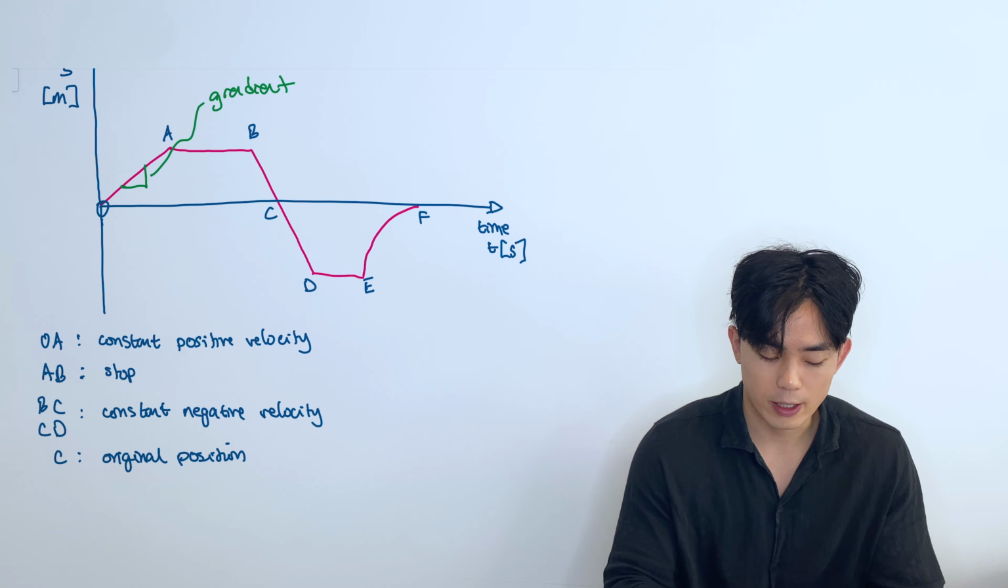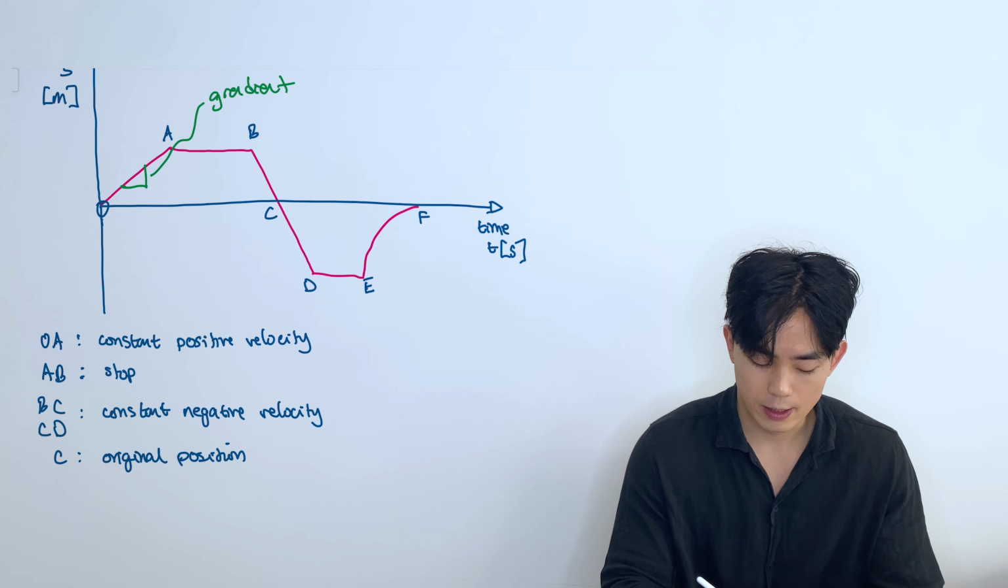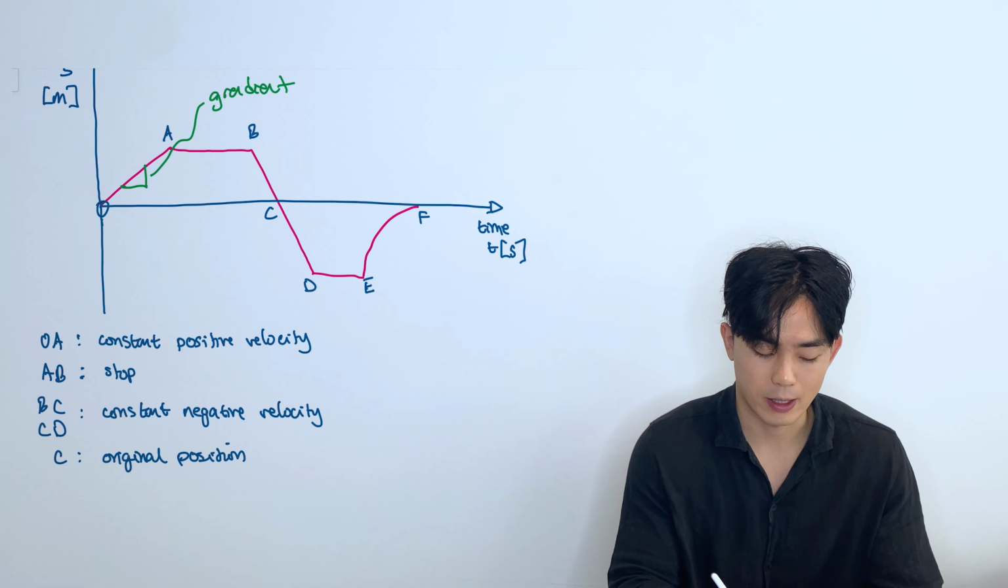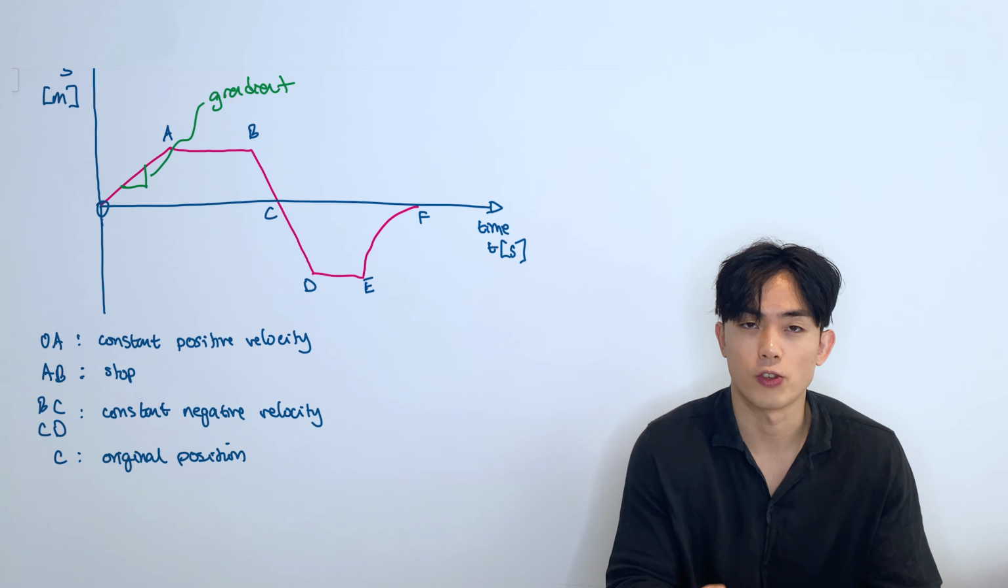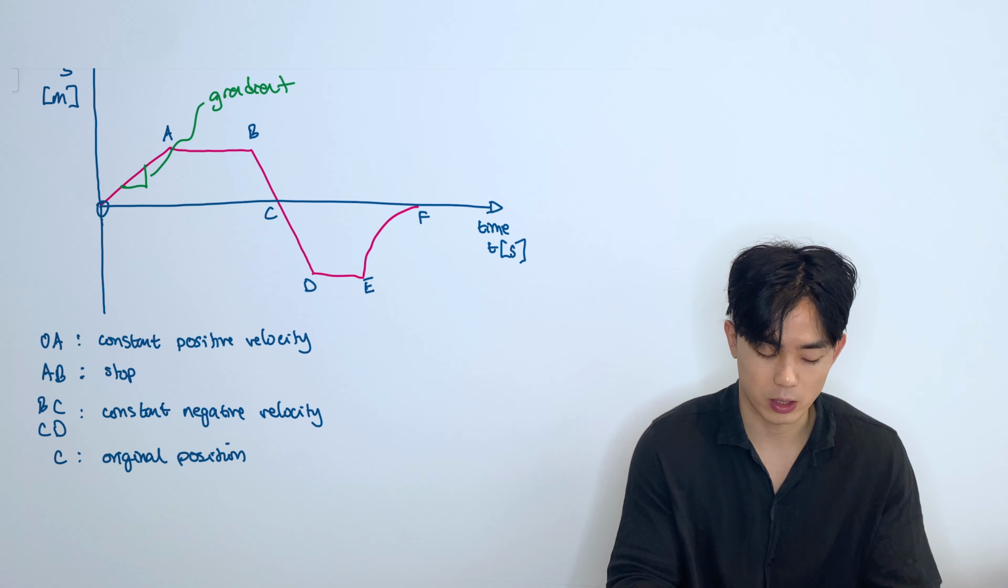A to B, the gradient is now 0, right? Which means that actually the particle has now stopped suddenly, okay? So from A to B. B to C and C to D is just a straight line downwards, right? Once again, it's a straight line, and this time it's a negative gradient, which suggests that it's a constant negative velocity, which means that it's actually moving backwards as time goes forward.